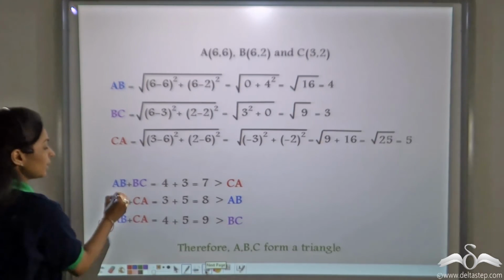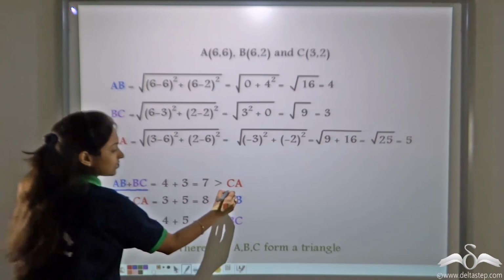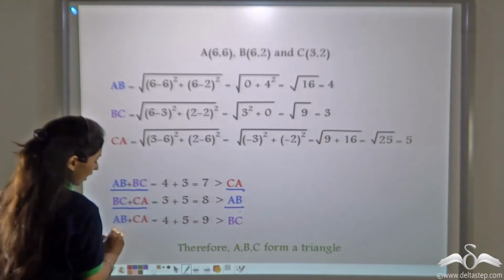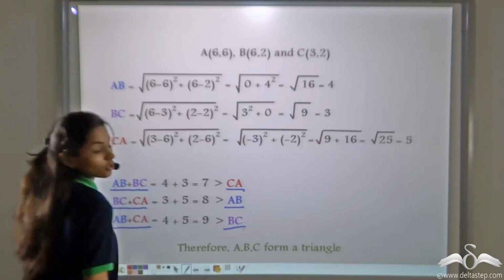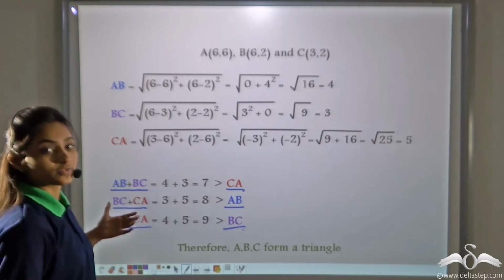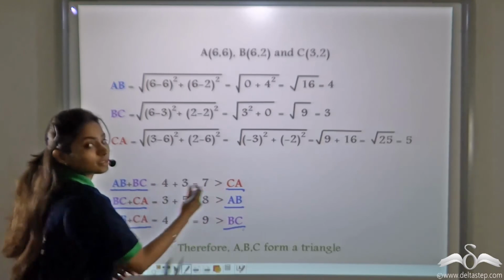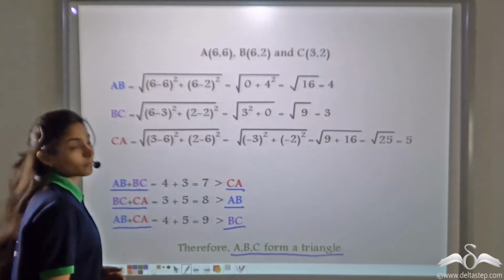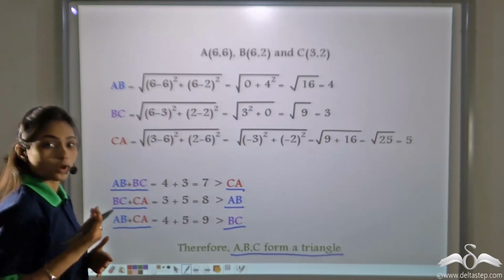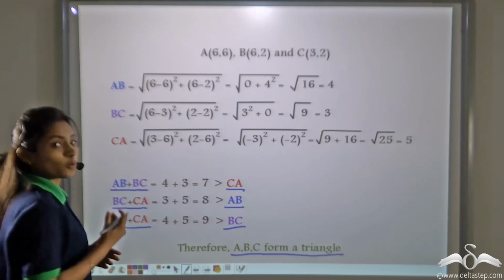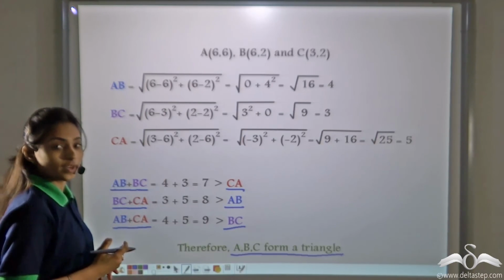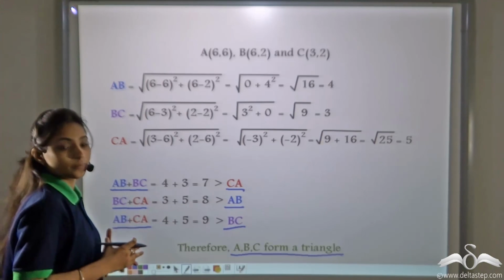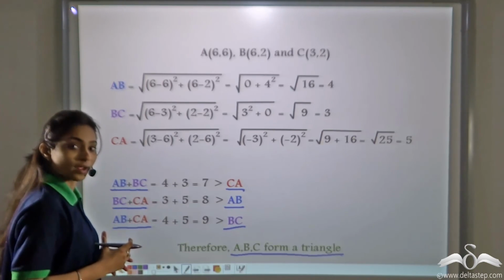So you're clear with this thing? Here you can see AB plus BC exceeds CA, BC plus CA exceeds AB, and AB plus CA exceeds BC. So the sum of any two sides of this triangle is exceeding the third side. So A, B and C form a triangle. So whenever we want to check whether three coordinates form a triangle or not, use this property of a triangle in coordinate geometry and you will find out whether these 3 points or any three pair of coordinates form a triangle or not.